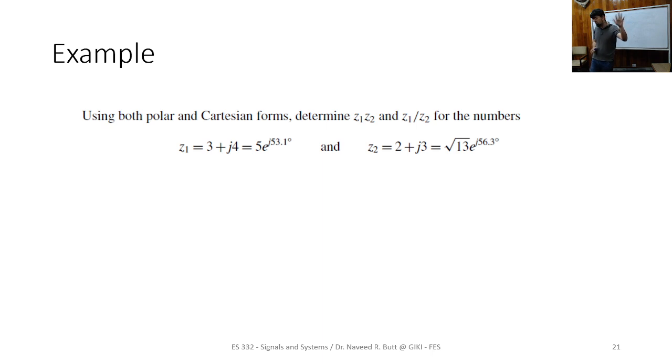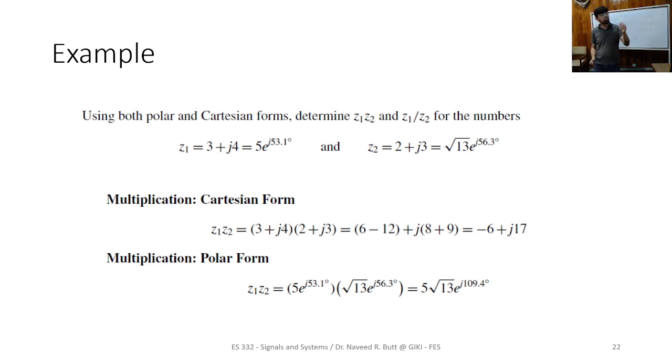Now I've put some examples here just to show you that, as a general rule, addition and subtraction of complex numbers is easier in Cartesian form. Multiplication and division of complex numbers is easier in polar form. This is what I want to show you here. You can try, but I have the answer. If you do the multiplication in Cartesian, you have to multiply 3 with 2 and find all the pairs. But look at the multiplication in polar form. The modulus is just multiplied: 5 times square root 13, that's it.